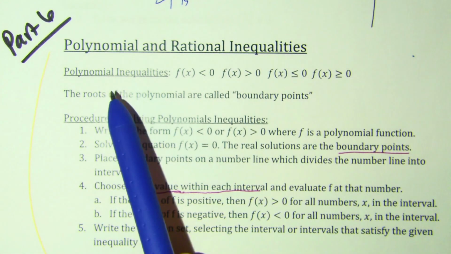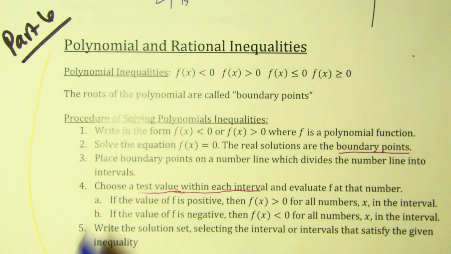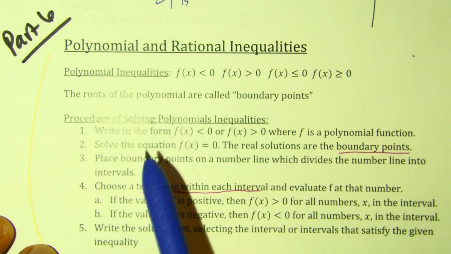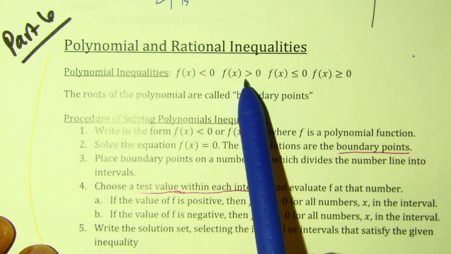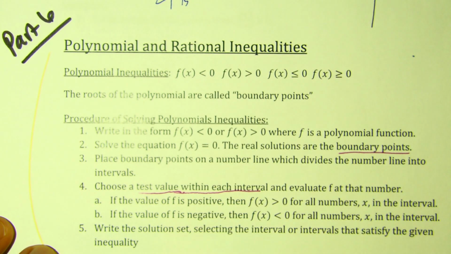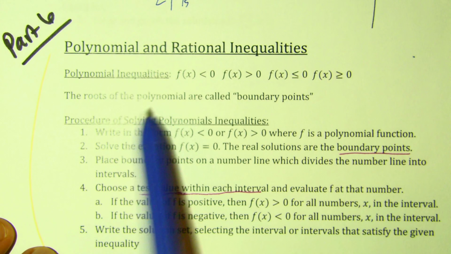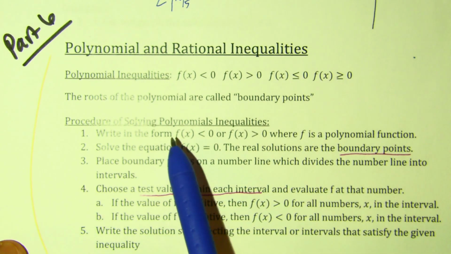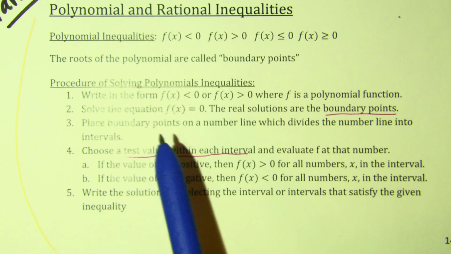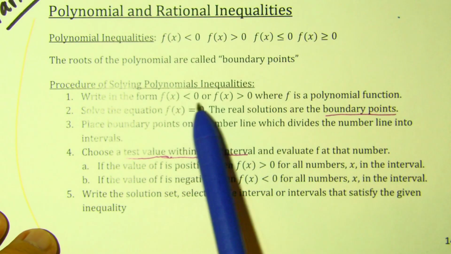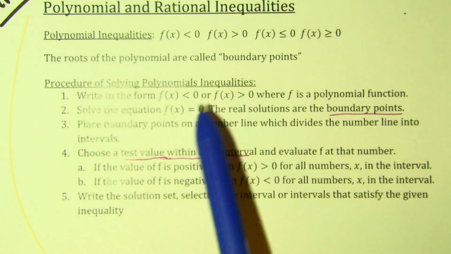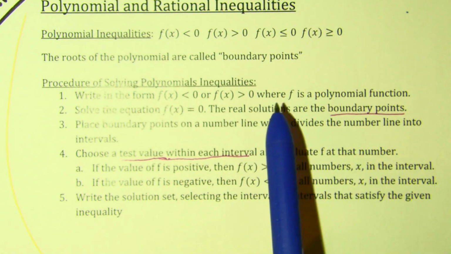So when we're working with polynomial inequalities, that's where we have a polynomial on one side, an inequality sign, and 0 on the other side. And it can be set up with any of the four inequalities. The roots of the polynomial are going to be called boundary points. And the first thing that we want to do is to set this up so that it has 0 on one side. And then we're going to be solving the equation for the boundary points or the roots.